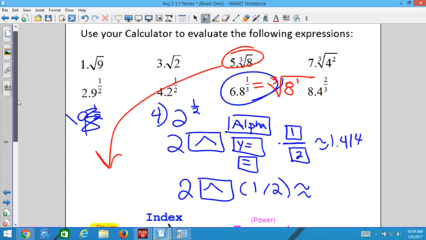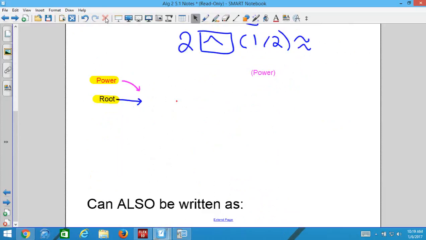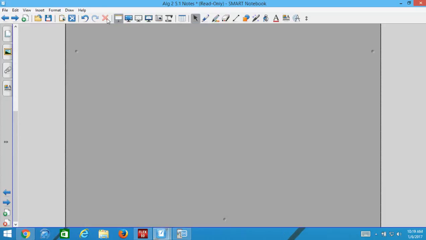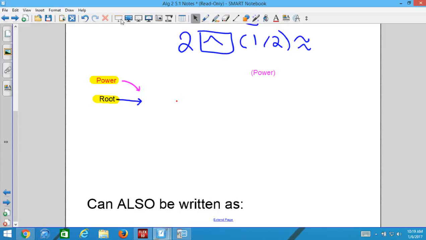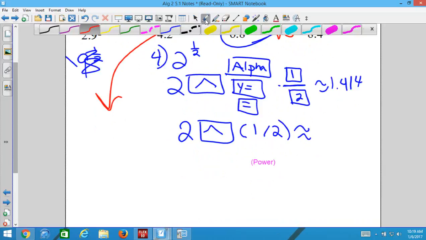Hold on a second, I gotta make some room. All right, what was I trying to do? Cube root of 8?